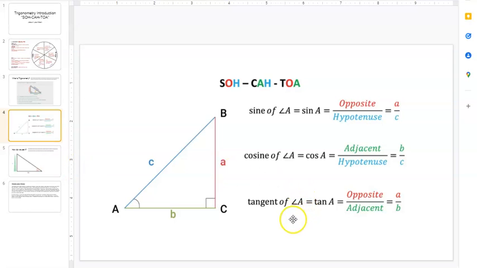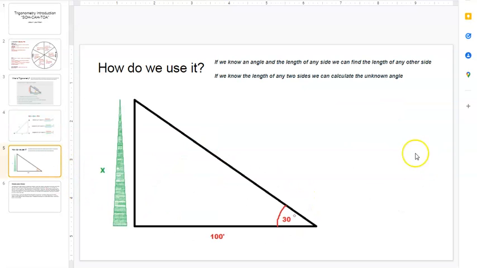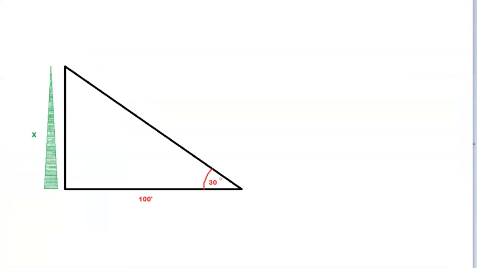Okay, so let's put it into practice. Our next question is, how do we use it? Like I just said, if we know an angle and the length of any side, we can find the length of any other side in a right triangle. If we know the length of any two sides, we can calculate the unknown angle. Where we're usually going to use this, though, in most of our starting problems, is we're going to have a side length, an unknown side, and a known angle. So let's walk through this practically and see how it works, okay?